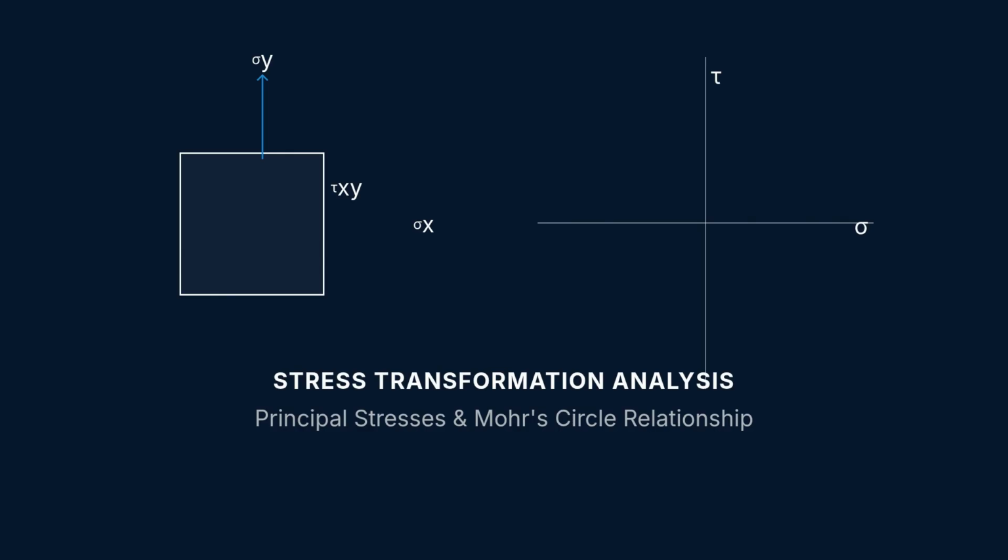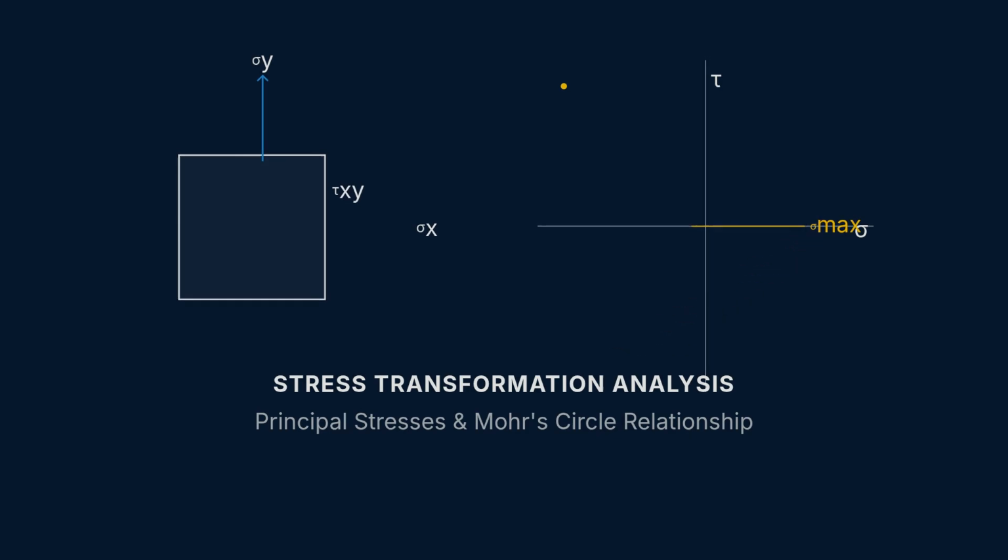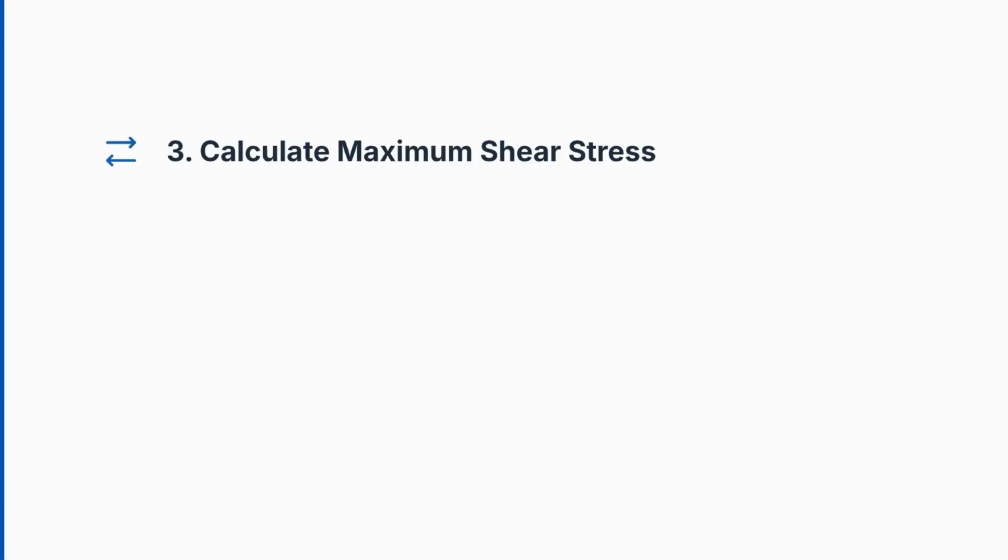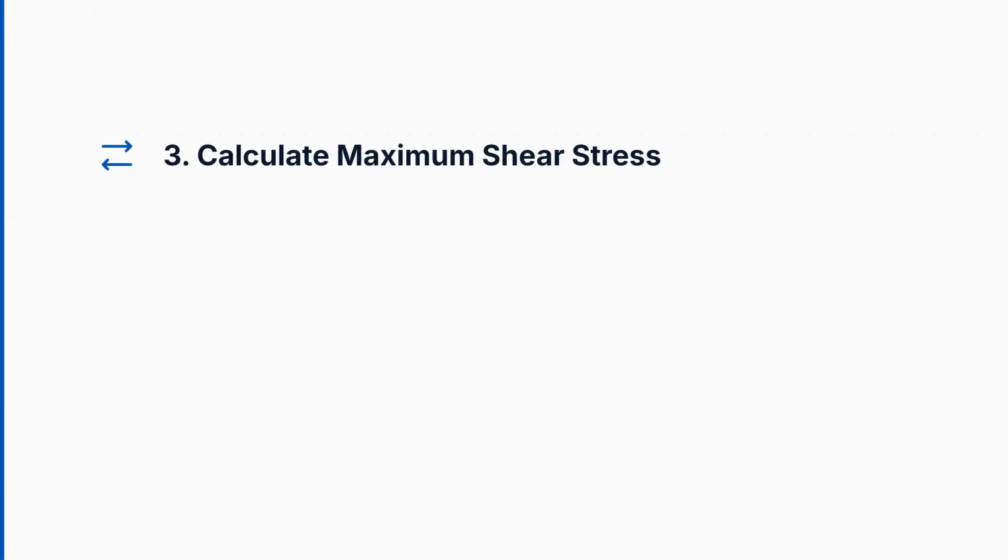First, calculate principal stresses and angle, which finds maximum and minimum normal stresses. Second, calculate transform stresses at angle, determining stress components at any rotation. Third, calculate maximum shear stress, identifying critical shear conditions.